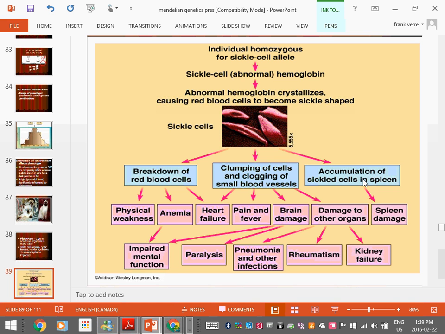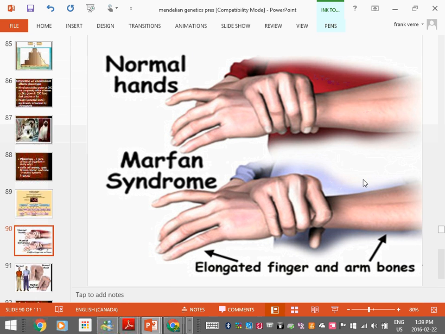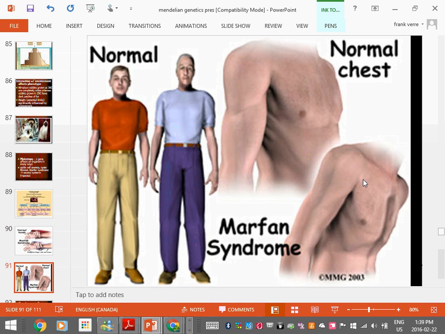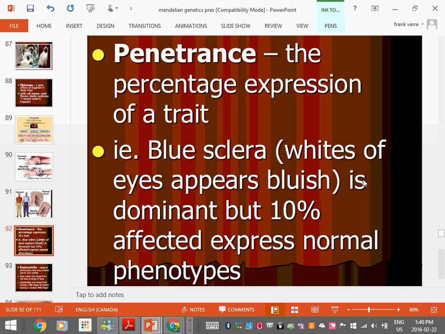Okay? So it's not just one specific thing that happens. There could be a range of symptoms. That's pleiotropy. I'm going to come back to that one. I'm going to show you. So here's an example called Marfan syndrome, and it affects the fingers, the length of the arm, but also the shape of the body. Okay?